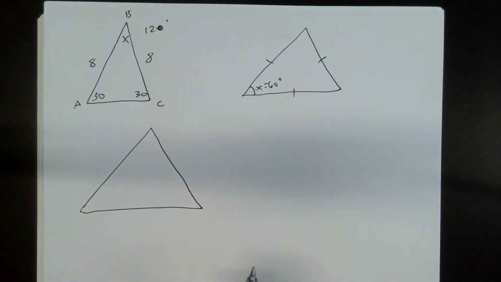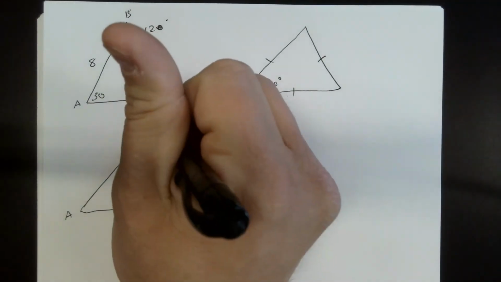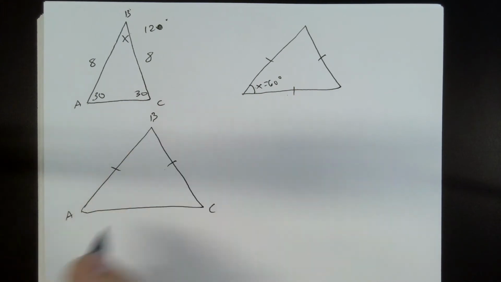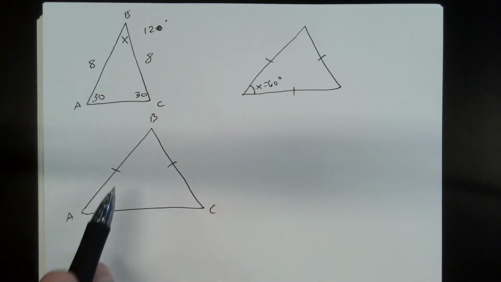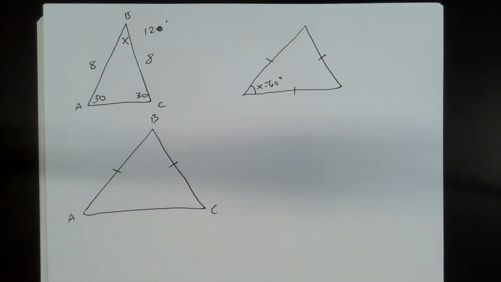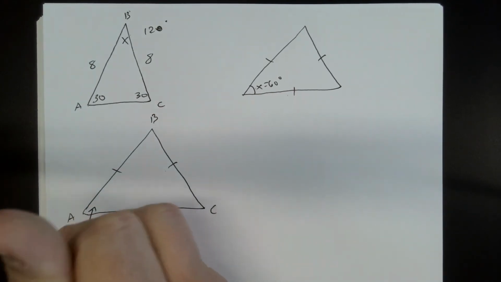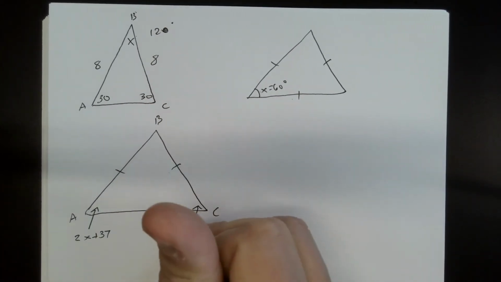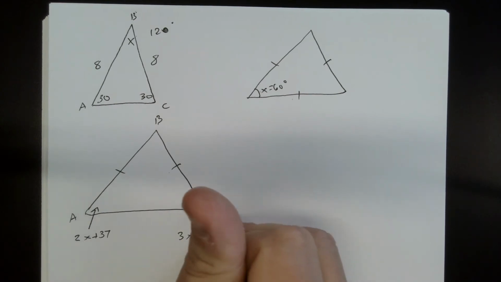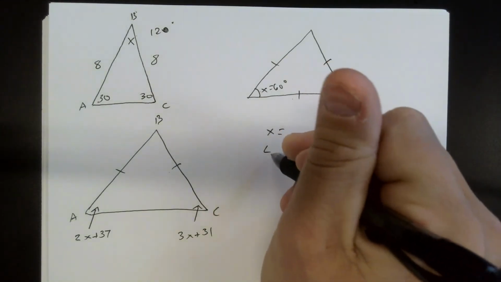So, if I have another triangle, we'll call this A, B, and C again, and I'm told that those two sides are congruent. What kind of triangle is this? Isosceles. If it doesn't say the third side is, so it's an isosceles. So which two angles are the same? The bottom two. The angles opposite the sides are congruent. Okay, so if I'm told that this angle right here is 2x plus 37, and this angle right here is 3x plus 31, how could I find the measure of all those?